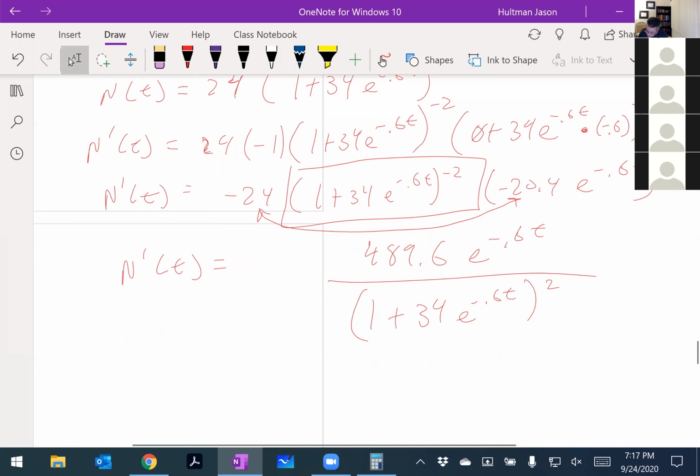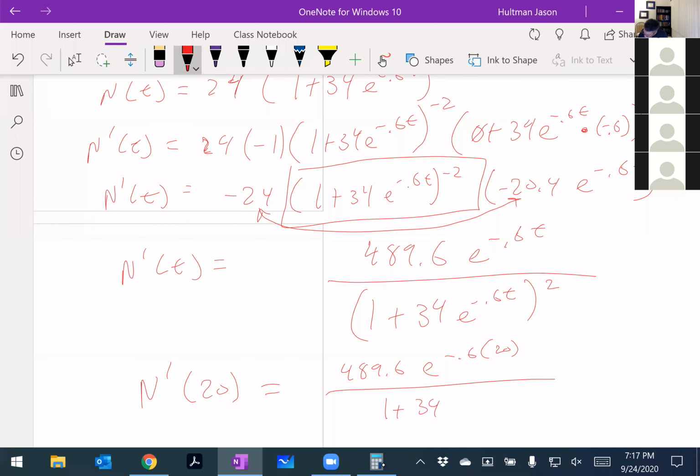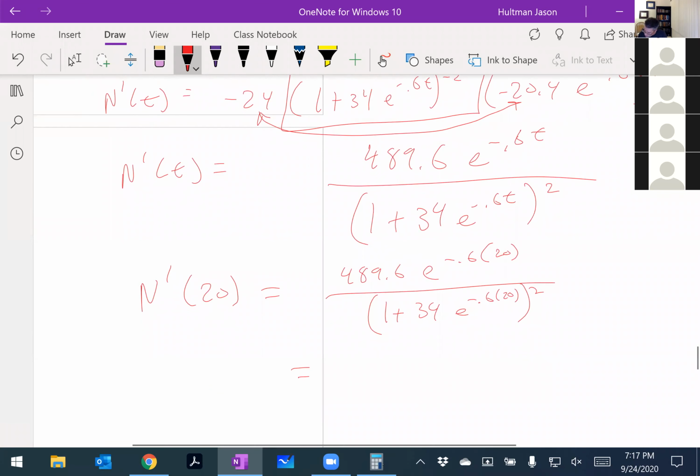And we want to know, what are the subs in 2020? Well, t is the number of years after 2000, so N prime of 20 is going to be 489.6e^(-0.6 times 20) all over (1 plus 34e^(-0.6 times 20)) squared. Let's clean this up a little before I plug it in the calculator. 0.6 times 20 is 12, so this is 489.6e^(-12) all over (1 plus 34e^(-12)) squared.